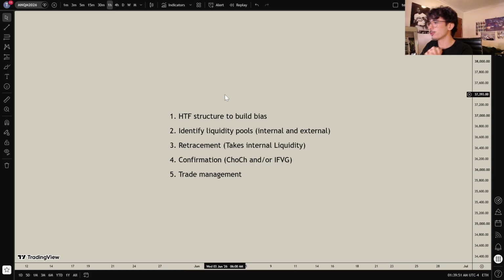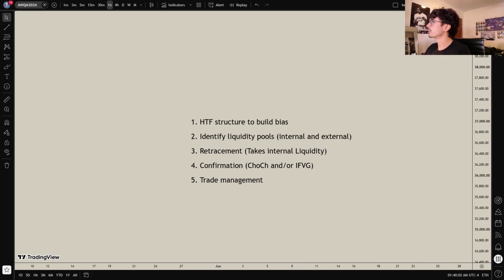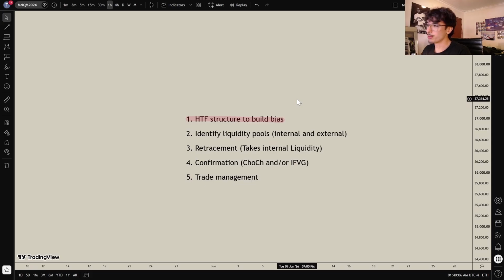If you do not understand what I said, that's okay. This is just for the more advanced traders who want to look at this and click off the video. But now I'm going to go more into depth with each individual point, starting with number 1, the higher time frame structure and how I build my bias.